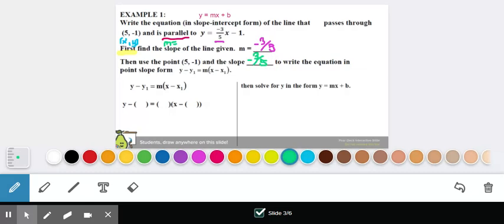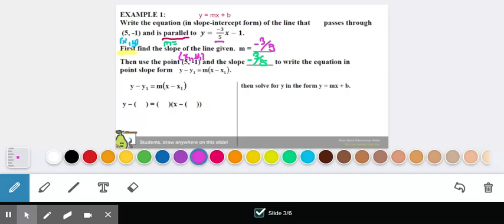Okay, and they also gave me the point (5, -1). So again, I'm going to write my x and my y, but I know I'm going to be writing it in point-slope form. So I'm going to write my x1 and my y1 to help me figure out my formula here. Those aren't sevens, those are parentheses. x1, y1. Okay, so we're going to use this point and the slope -3/5 to write the equation in point-slope form.